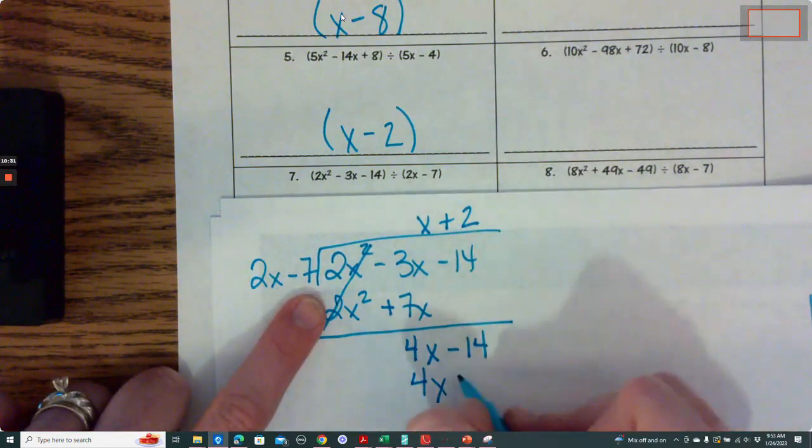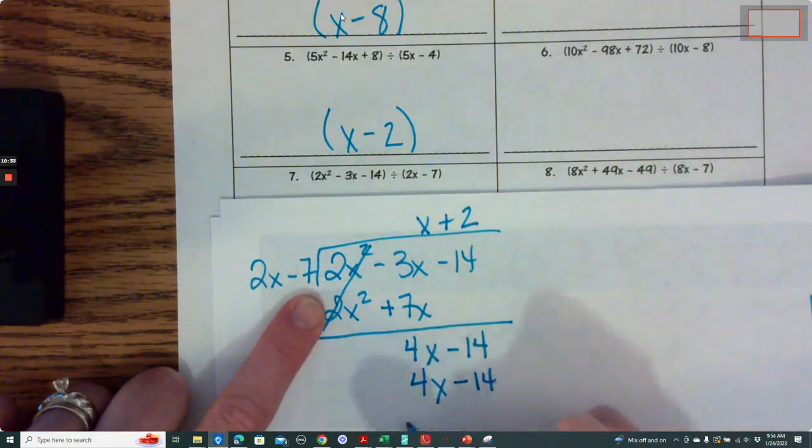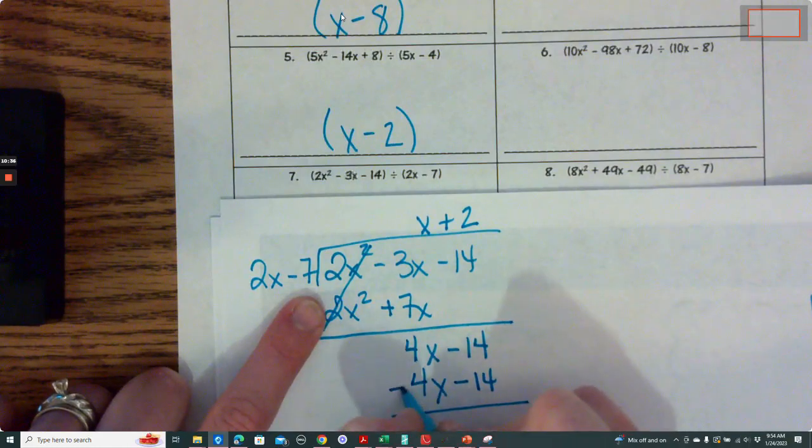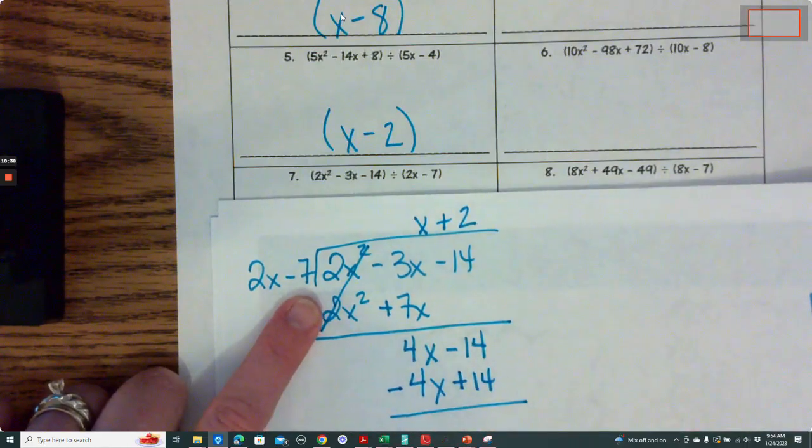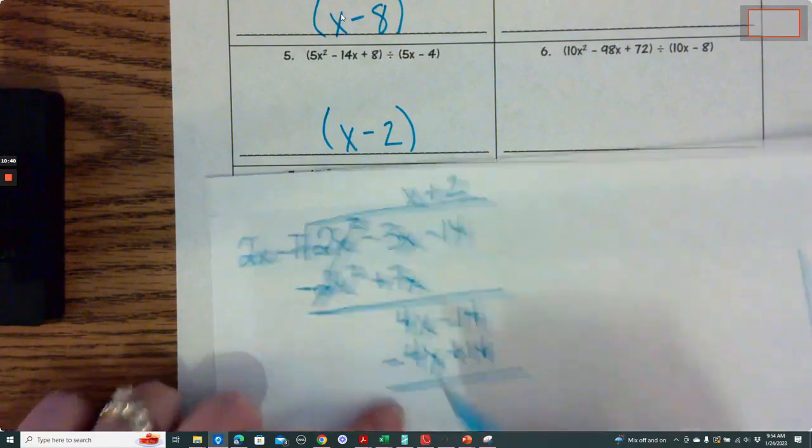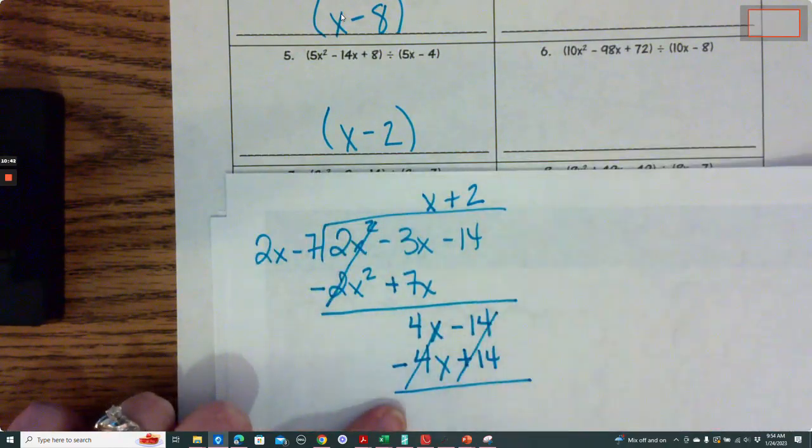All right, 2 times 2x is 4x. 2 times negative 7 is negative 14. Change the signs. Positive becomes negative. Negative becomes positive. As long as the signs are opposite and everything matches up, they cancel.